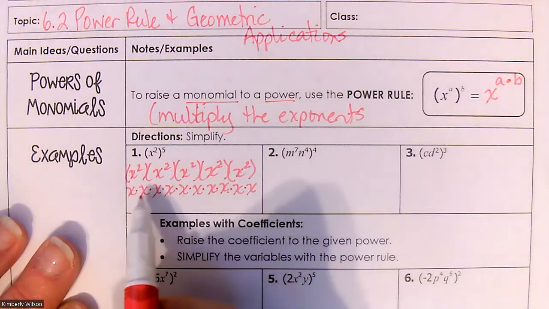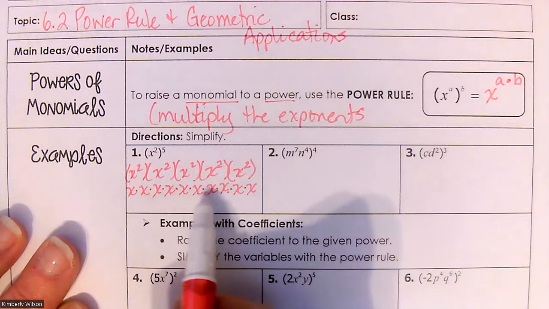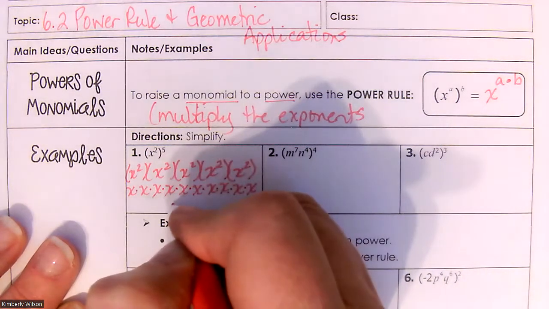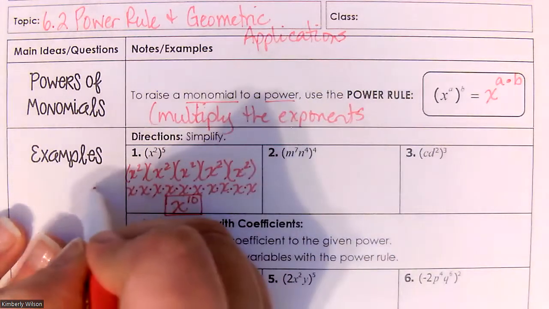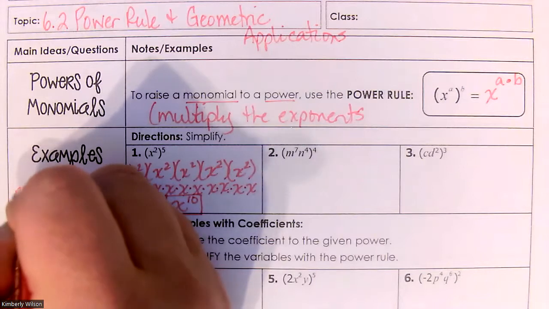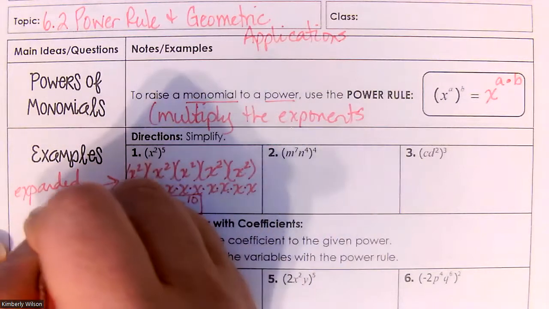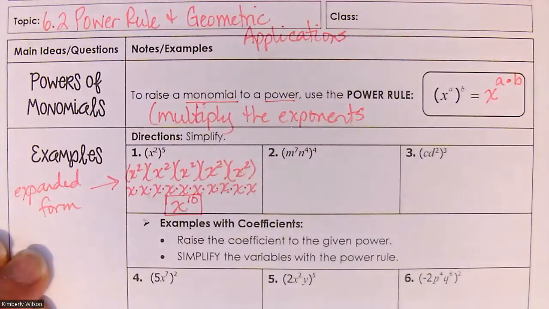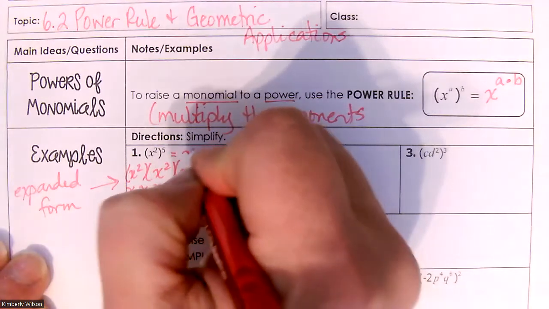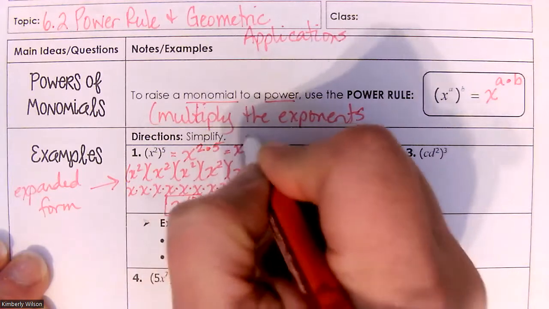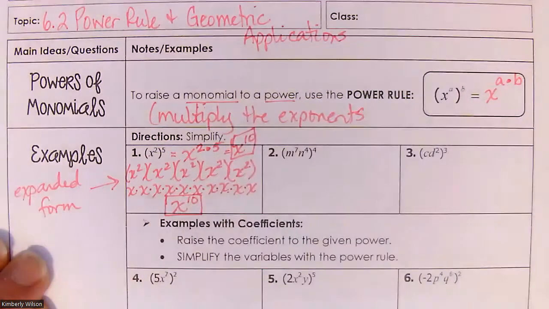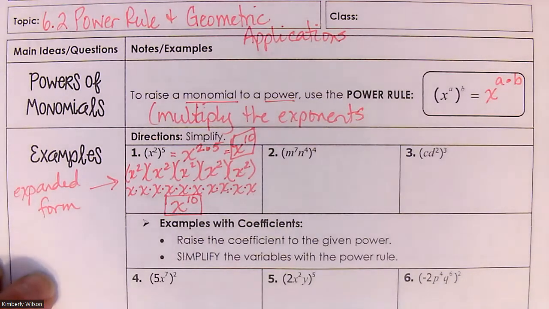Okay, so now how many do I have altogether? 2, 3, 4, 5, 6, 7, 8, 9, 10. So therefore, this is x to the 10th if I use the expanded form. Okay, this is using expanded form where we write it out and see why this rule works. Now with the rule, that means I'm just doing x to the 2 times 5, which gives me x to the 10th. And you notice you get both the same answer. Okay. All right. Let's work another one.